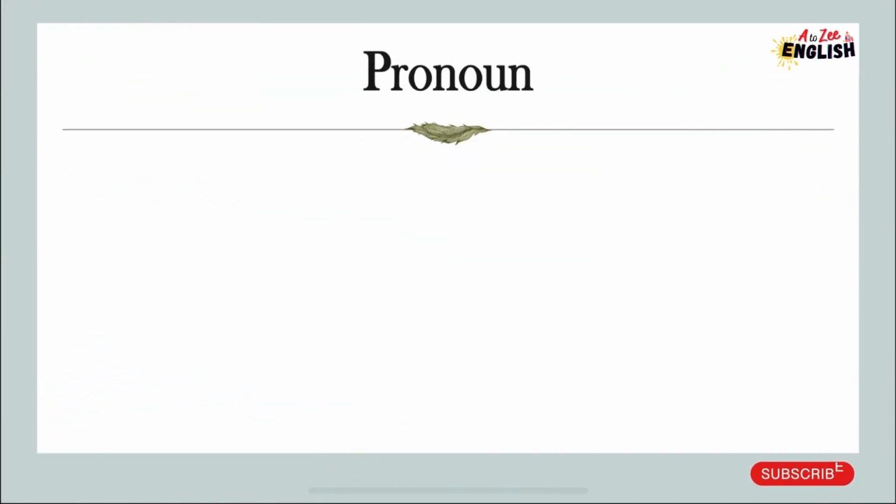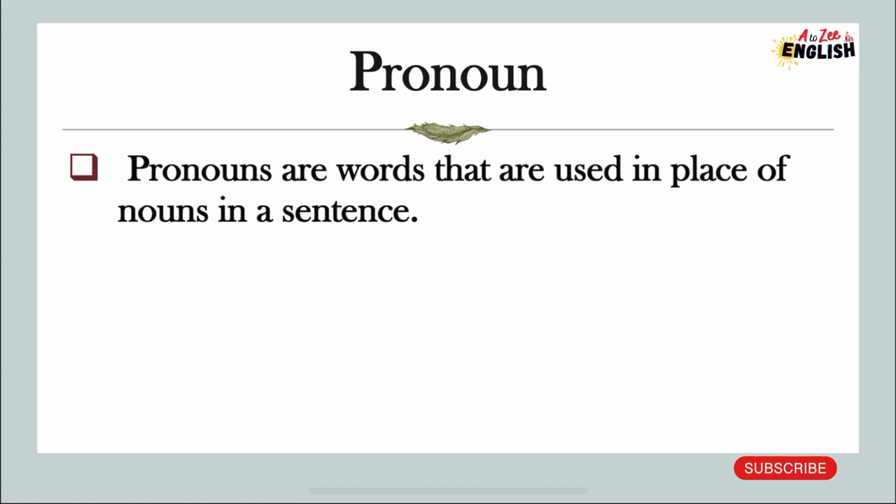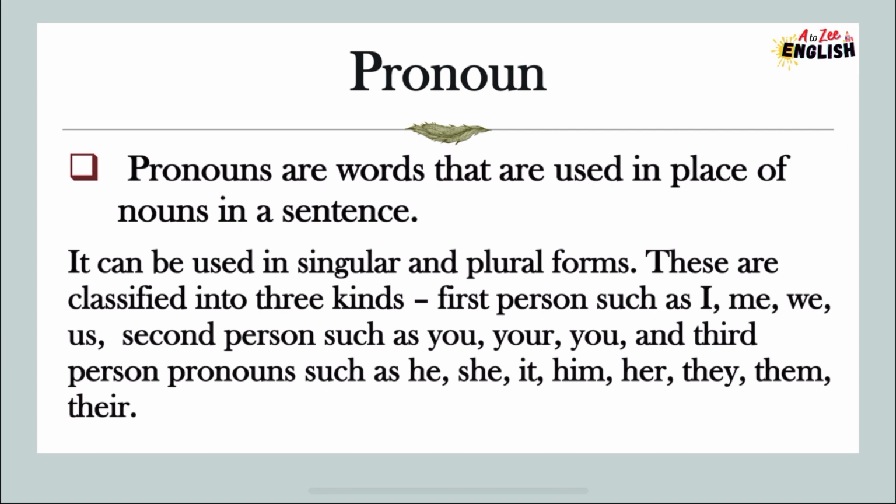Next is pronoun. Pronouns are words that are used in place of nouns in a sentence. They can be used in singular and plural forms. They are classified into three kinds: first person, such as I, me, we, us; second person, such as you, your; and third person pronouns, such as he, she, it, him, her, they, them, and their.